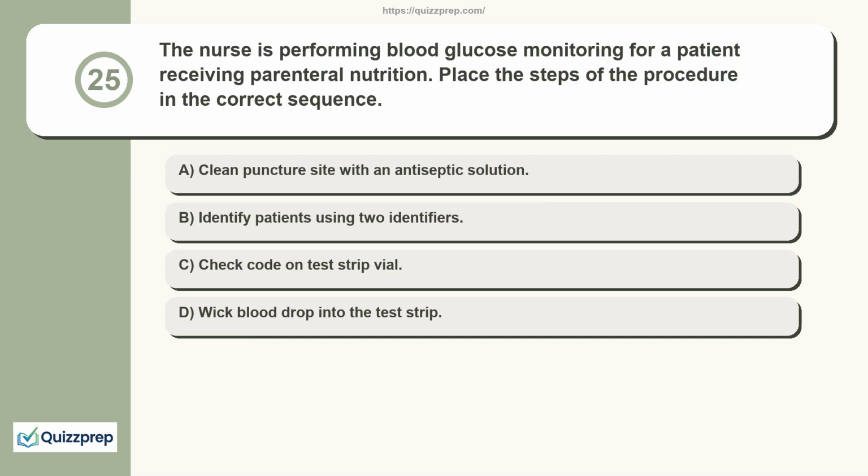Question 25. The nurse is performing blood glucose monitoring for a patient receiving parenteral nutrition. Place the steps of the procedure in the correct sequence. Clean puncture site with an antiseptic solution. Identify patients using 2 identifiers. Check code on test strip vial. Wick blood drop into the test strip.